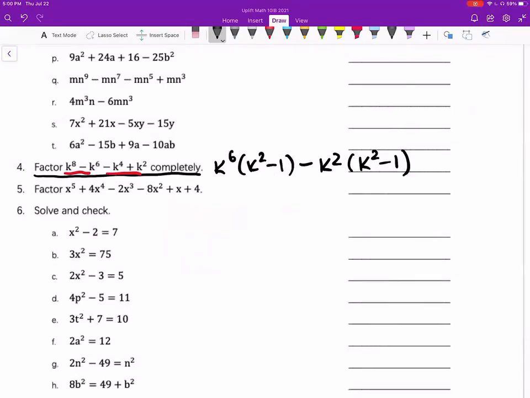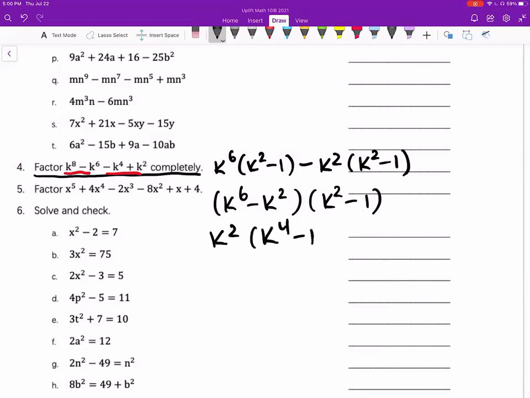So then we see that we can combine the two coefficients since they are like terms. So k to the power of 6 minus k to the power of 2 times k squared minus 1. On the left side, we can extract the k squared out. So we get k squared times k to the power of 4 minus 1. On the right hand side, we see that it's a difference of squares. So it's k plus 1 times k minus 1.